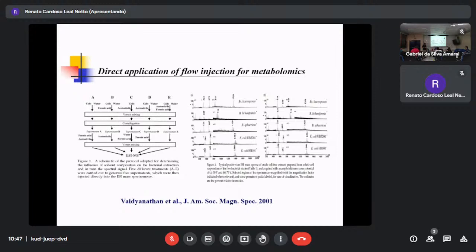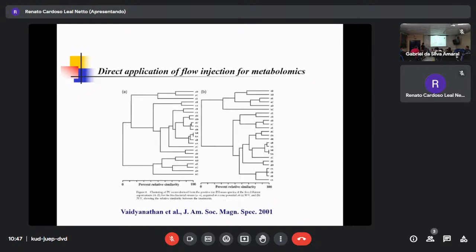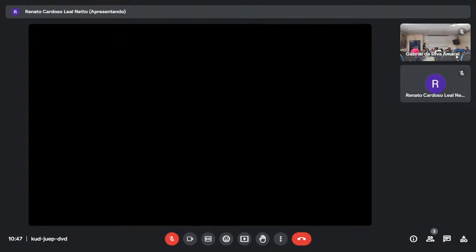Okay. So for technique and target, you have to match them yourself. You can do flow injection metabolomics here, and sometimes you can also do mass-based metabolomics. Any questions?